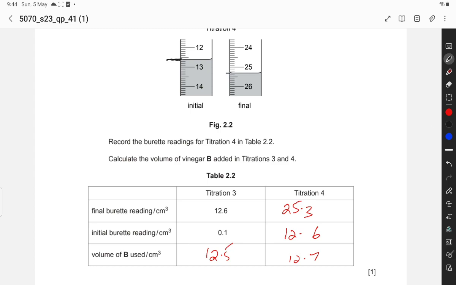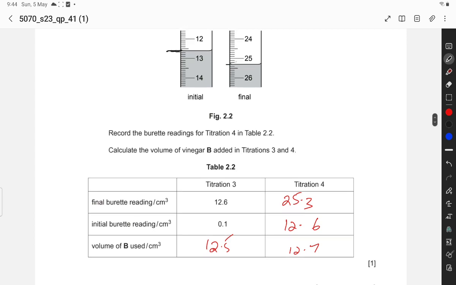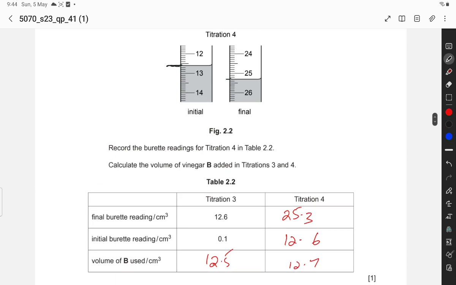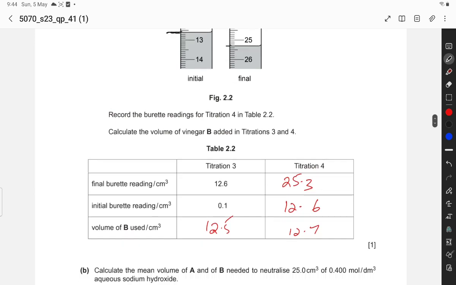For colorless liquid, the lower meniscus is used, and for colored substances like potassium manganate, if used in a burette, then the upper meniscus. So this is 25.3, and 12.6 is the initial reading. This is 12.6.